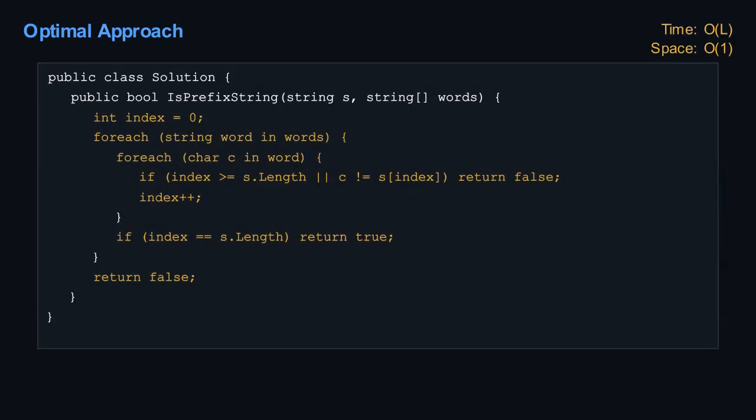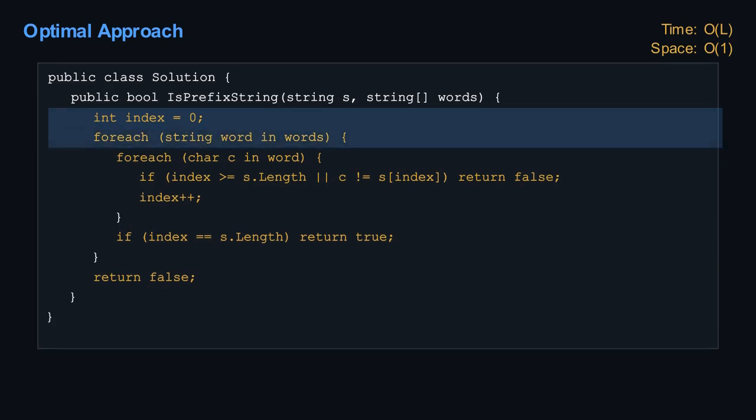The key insight for optimization is to avoid explicit string concatenation altogether. Instead, we can compare characters directly. We'll maintain a single index, let's call it S-index, which tracks our current position in the target string s. We iterate through the words array. For each word, we then iterate through its characters. For every character in the current word, we compare it against the character at S-index in our target string s.